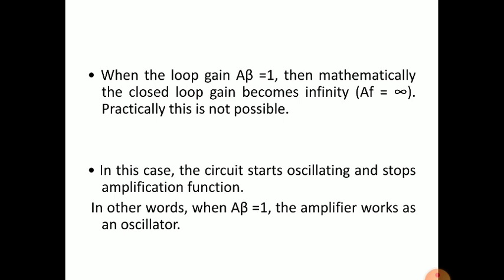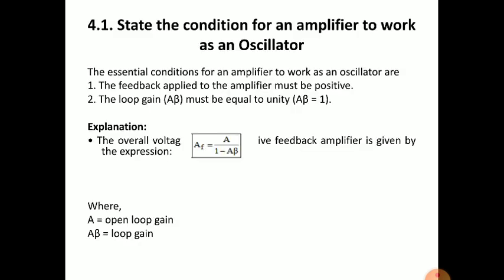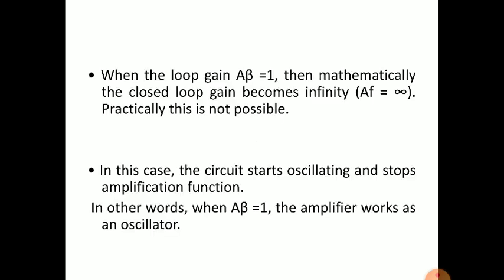What happens when A beta is equal to 1? If you substitute A beta equal to 1 in the given formula, what do you get? AF is equal to A by 1 minus 1. 1 minus 1 will become 0. A by 0, something by 0, is equal to infinity. So AF will become infinity. That is, the gain with feedback will become infinity. Mathematically the closed loop gain becomes infinity. Practically this is not possible, right? Anything with infinite gain is not possible.